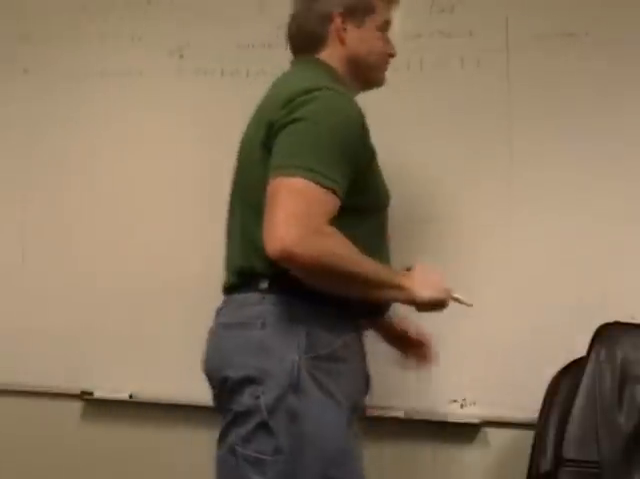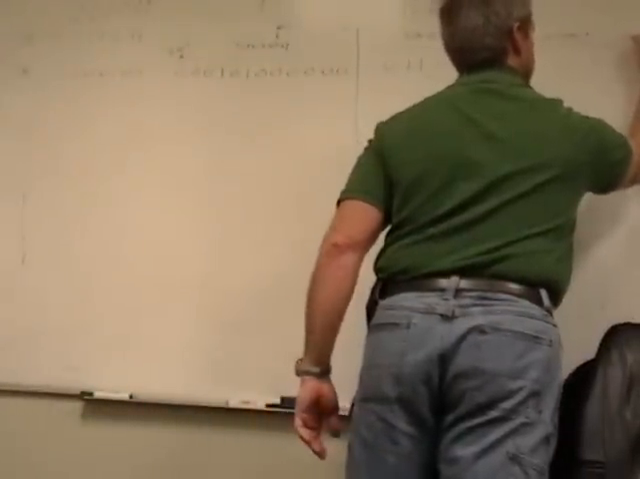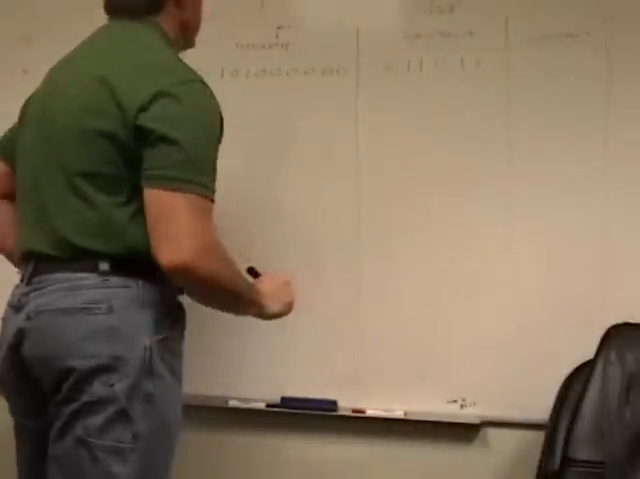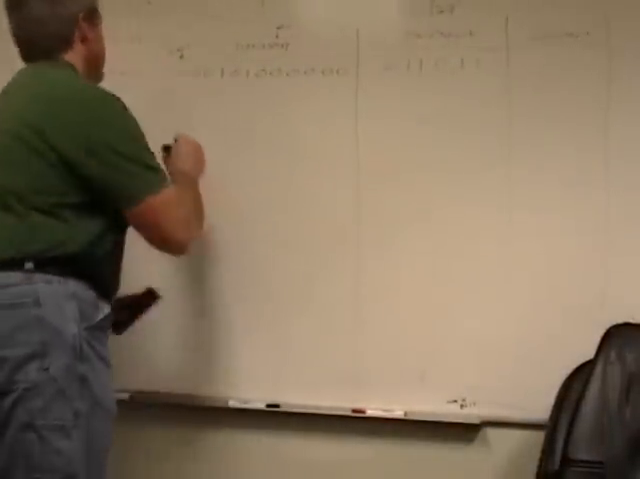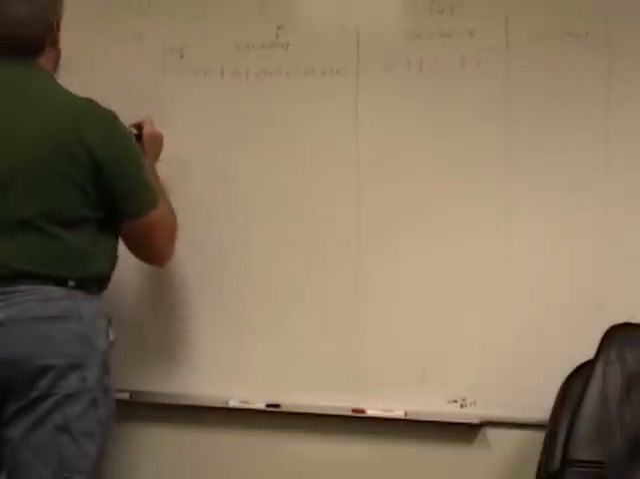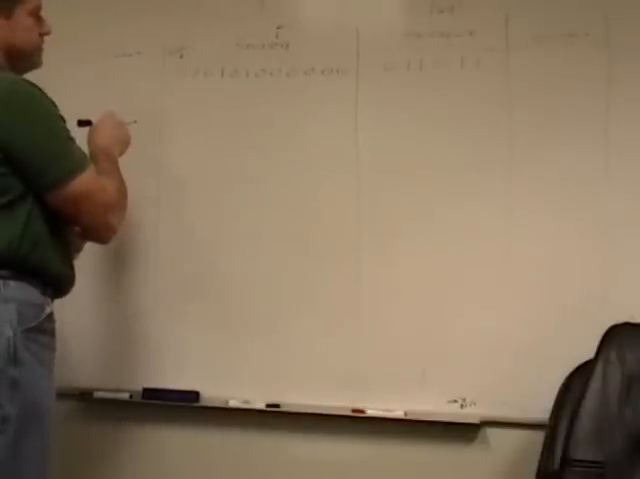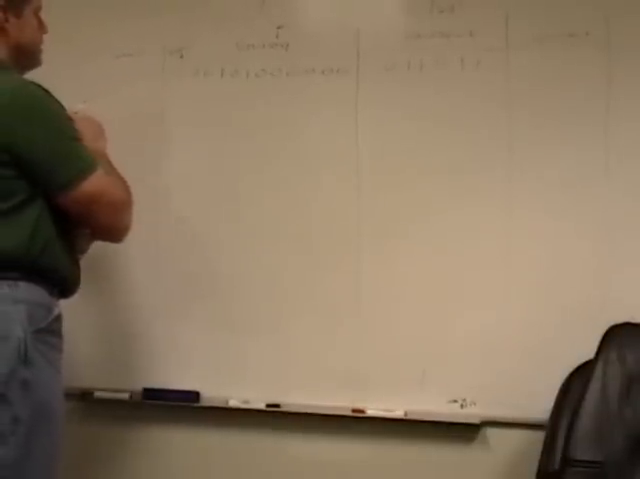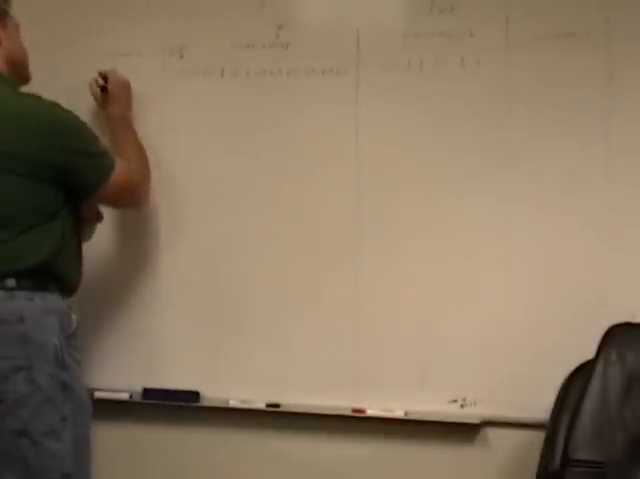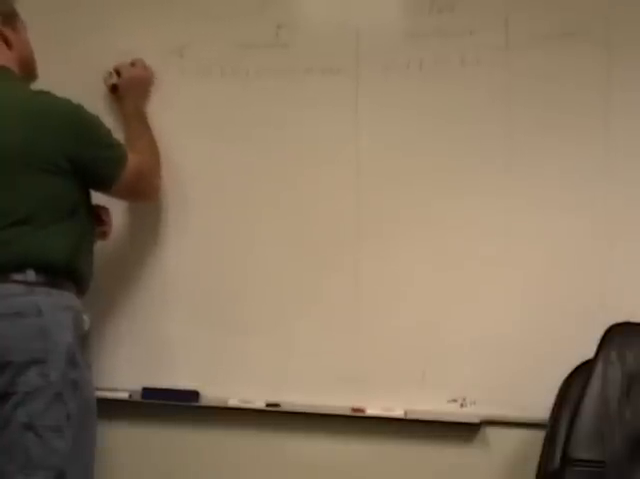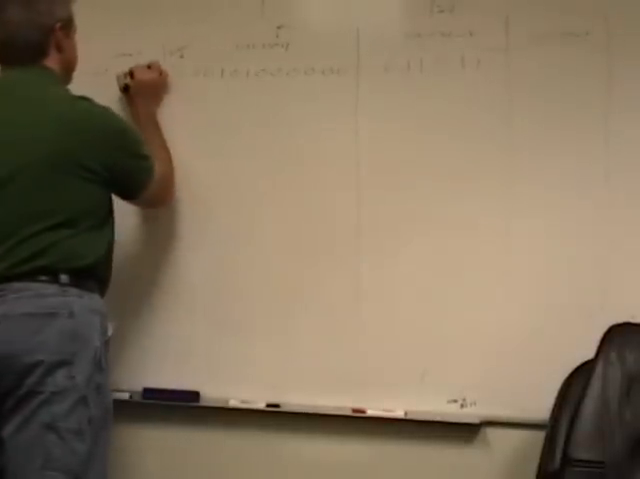Oh, and I need a count. I need a count. And you can't see that because it's off the screen, but you can see it here. So I'll put a count here. Count. So the first thing I'm going to do is I'm going to set my count to n minus 1. In this case, n minus 1 is equal to 5.